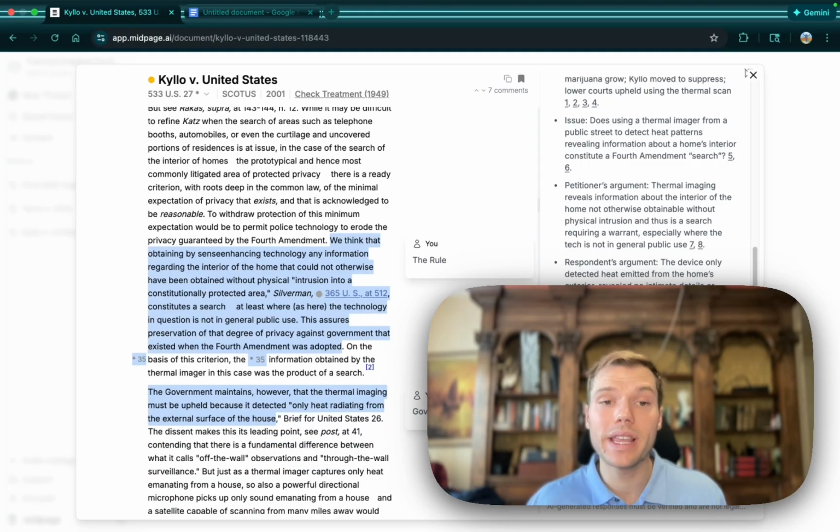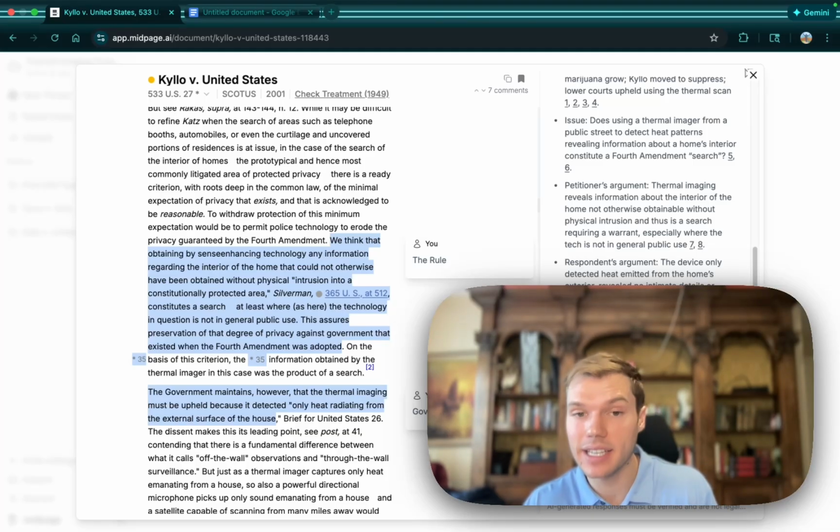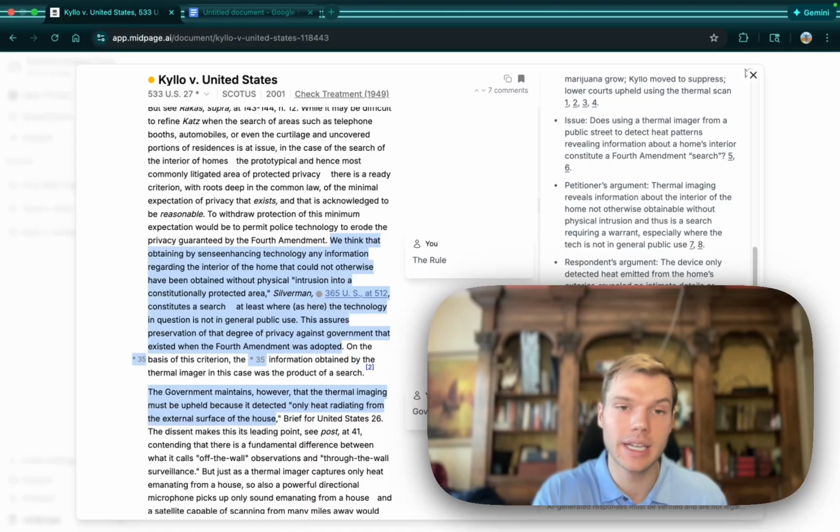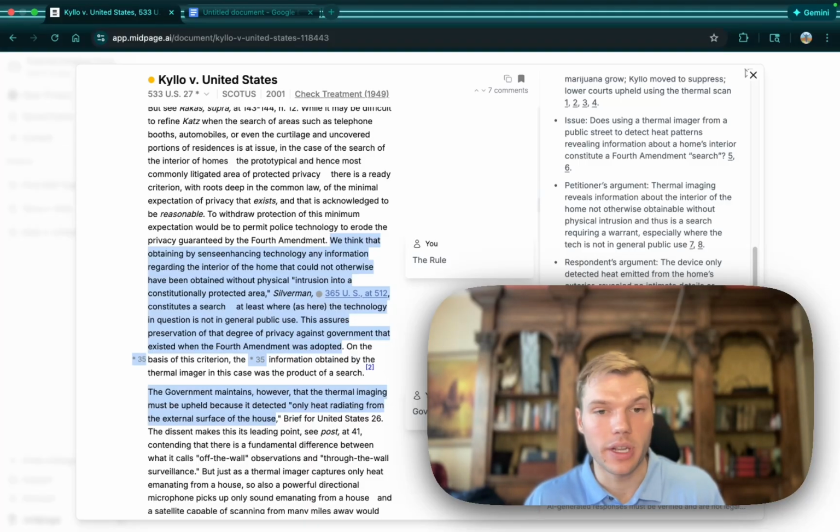We think that obtaining by sense-enhancing technology any information regarding the interior of the home that could not otherwise have been obtained without physical intrusion into a constitutionally protected area constitutes a search, at least where, as here, the technology in question is not in general public use. This assures preservation of that degree of privacy against government that existed when the Fourth Amendment was adopted.